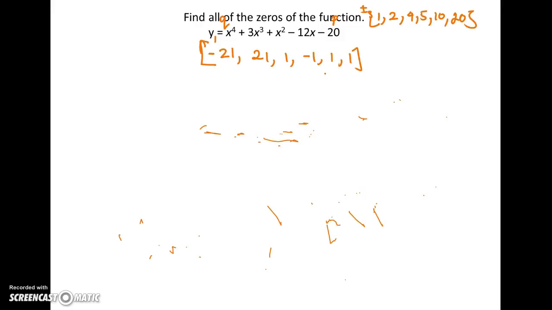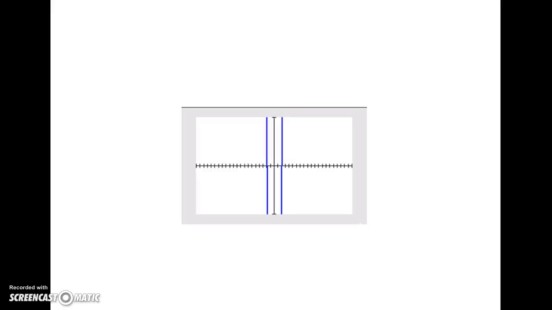Okay, so you're going to graph it on your calculators. Excuse the mess there. And you should get this. And so looking at this, it's kind of small, but it looks like it crosses right here and right here, which would be negative 2 and positive 2.